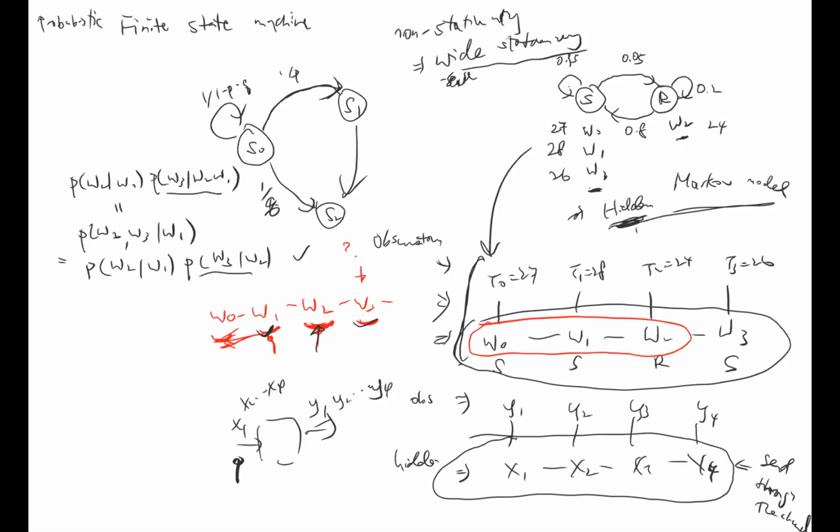Mookie, also raise your hand. You have another question? Yeah, I initially got confused with the derivation that P of W2 comma W3 given W1. You wrote it as P of W2 given W1 multiplied by P of W3 given W2. I didn't understand why you wrote that, the second line.